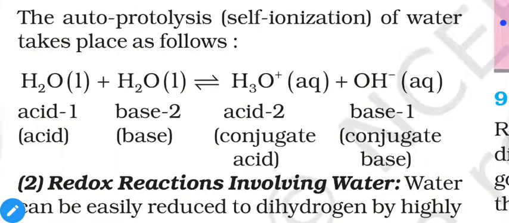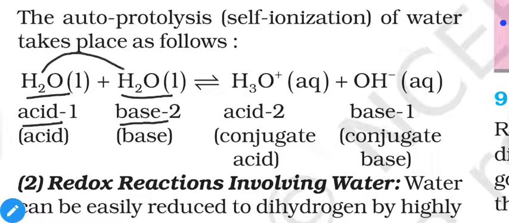That means water will behave as acid and base itself. One of the water molecules will behave as acid and the other molecule will behave as base. If you have 1 liter of water, then 10^-7 moles of water will participate in this type of reaction. As we can see here, we have two different water molecules. One will behave as acid, the second molecule will behave as base.